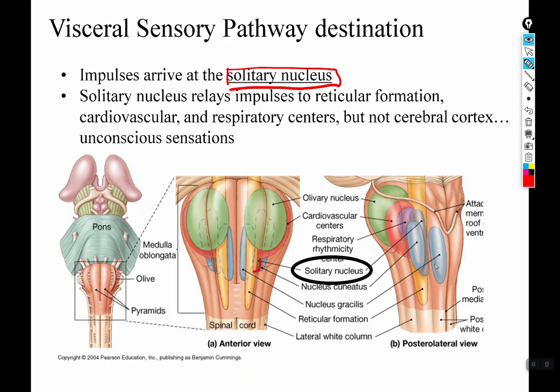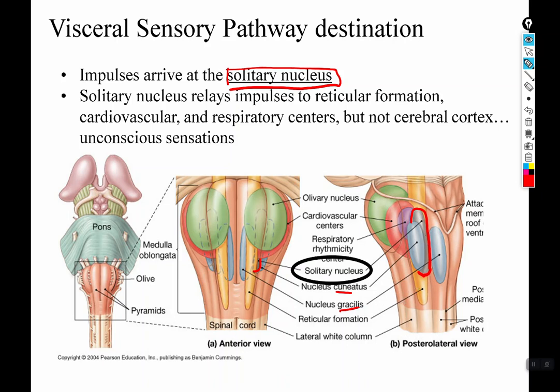So next to the nucleus cuneatus and nucleus gracilis, which remember are carrying somatosensory information, visceral sensory information goes to the solitary nucleus. There's one per side, so it's not only on one side, there's both, but it's nestled in right there.